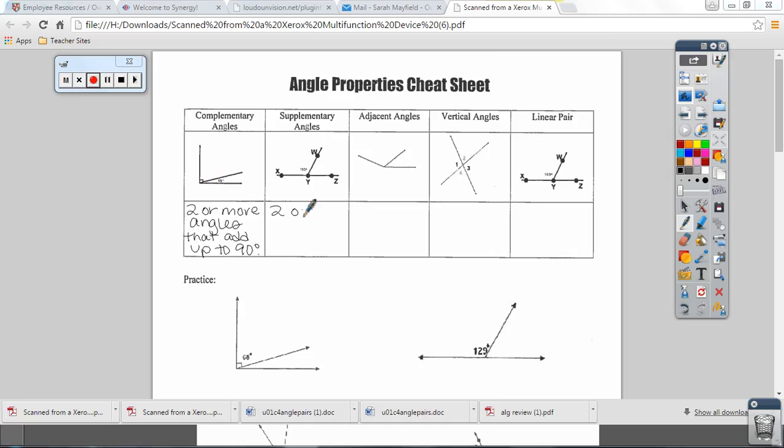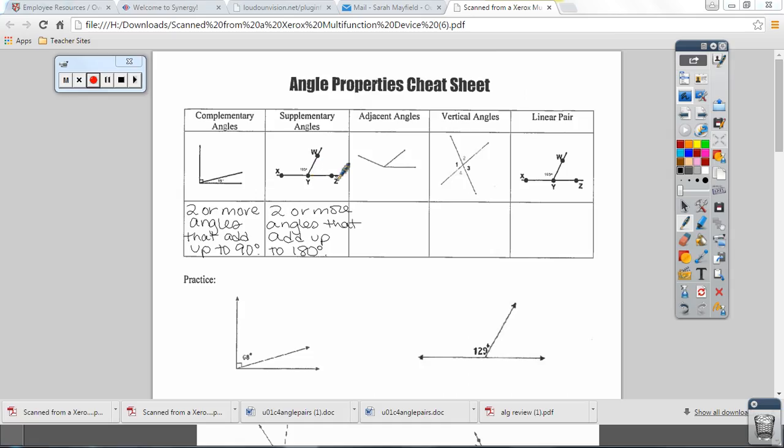Supplementary angles. Supplementary angles are 2 or more angles that add up to 180 degrees. Okay? Notice I have these 2 angles and they make a straight line. So how I remember complementary is it makes a 90-degree angle, which I think sometimes looks like a chair. Supplementary angles mean I have 2 angles that make a straight line.